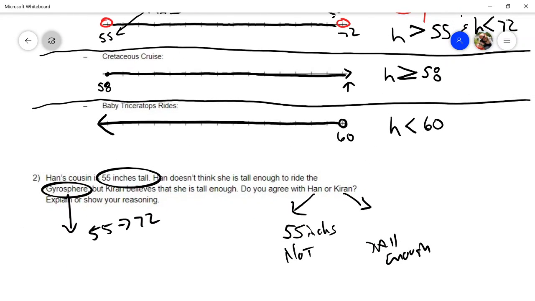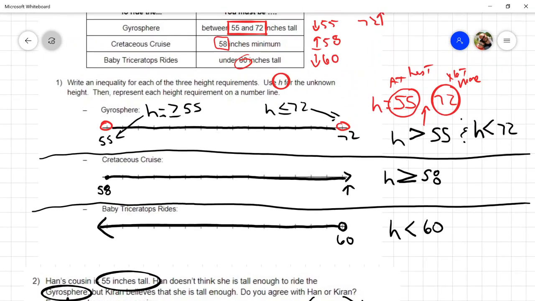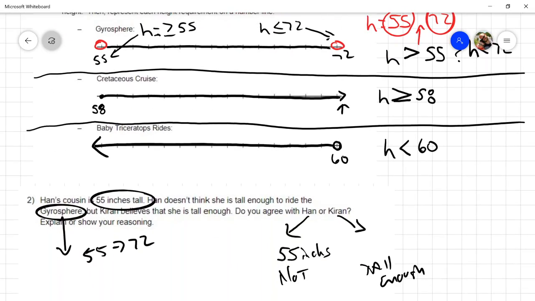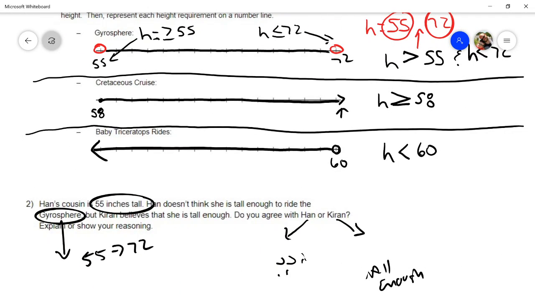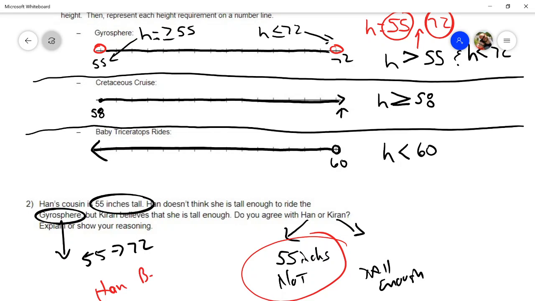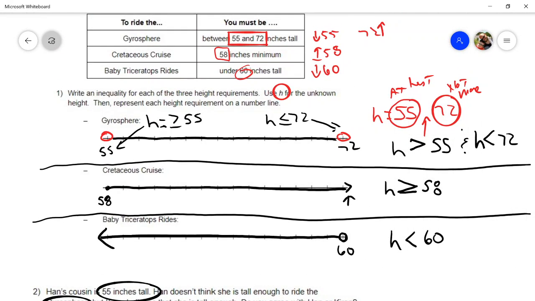Well, Han's cousin is 55 inches tall. Hans does not think she's tall enough. She is not over 55. She's not between 55 and 72. So in that instance, I'm going to say that Han is correct, because it does not include 55.